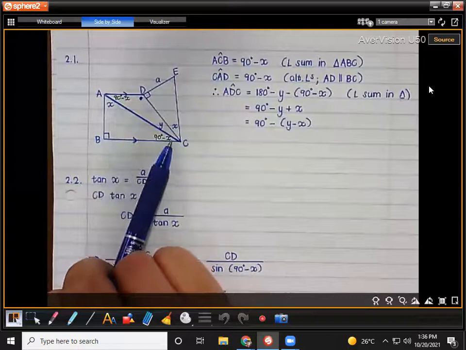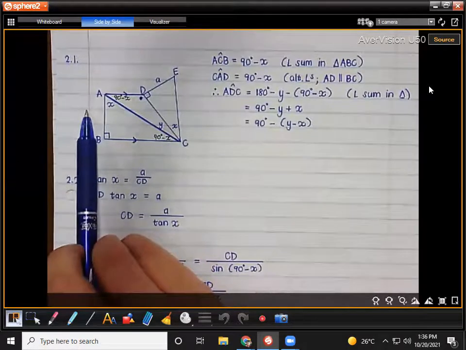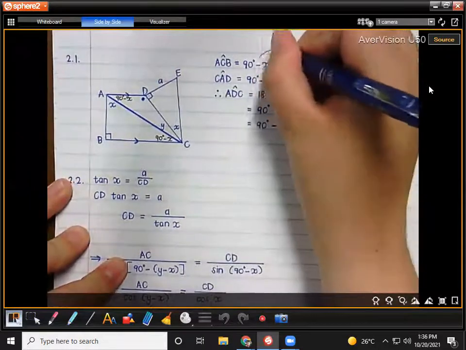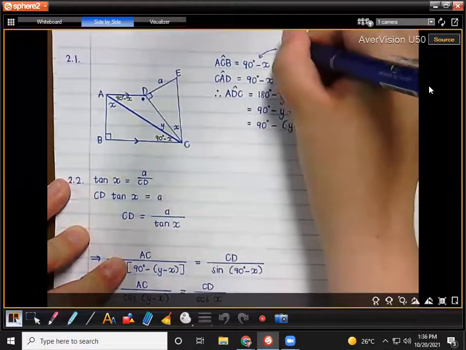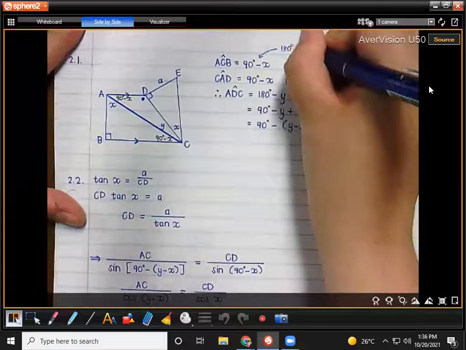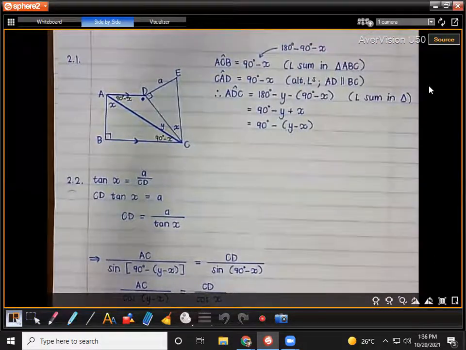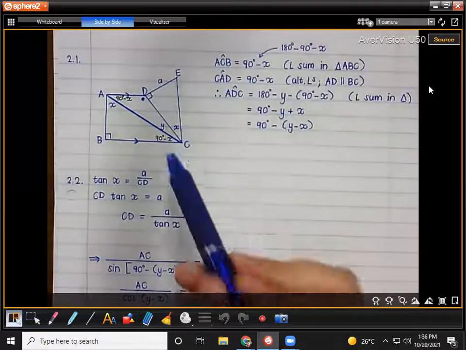So the third one will be 180 minus 90 minus X, right? Which will give you 90 minus X. If you work that out, I'll just write that down: 180 minus 90 minus X. All right, have you found that step to get that angle?